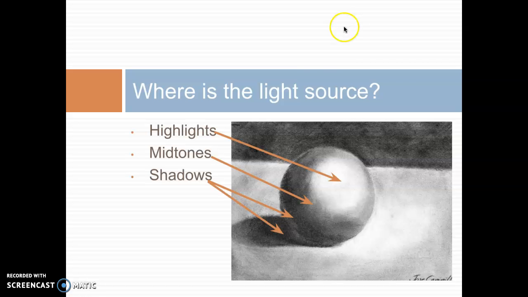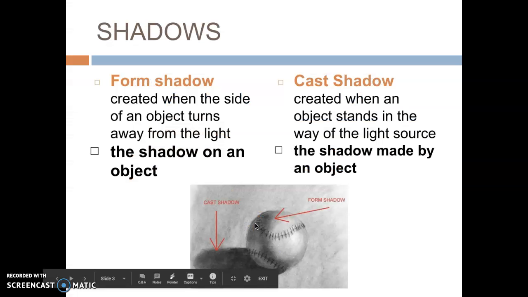The lightest part on an object is where the light is hitting it. So right here, at our highlight, we would know that our light source is coming from the right, over here, because the shadow is on the opposite side.